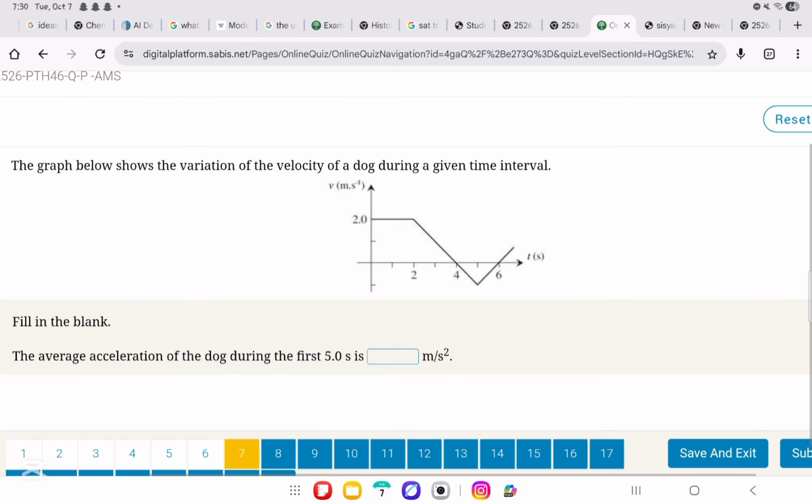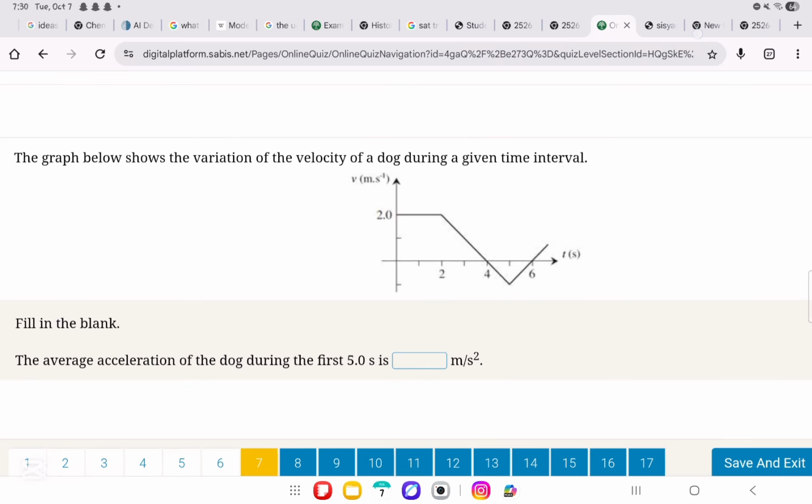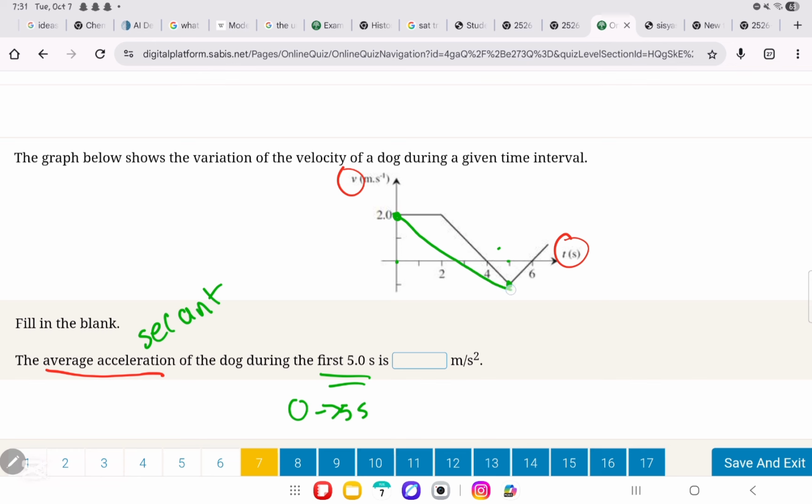The graph below shows the variation of a velocity of a dog during a given time interval. They want the average acceleration of the dog. How do we find the average acceleration of the dog using a velocity time graph? Very simply, one word, and that is a secant. What does this mean? This means you have to take the time interval. So they said the first 5 seconds, meaning from 0 to 5 seconds. 0 seconds is here, 5 seconds is here. So the point is here and the point is here. So you need to take the secant of these 2 points, right?